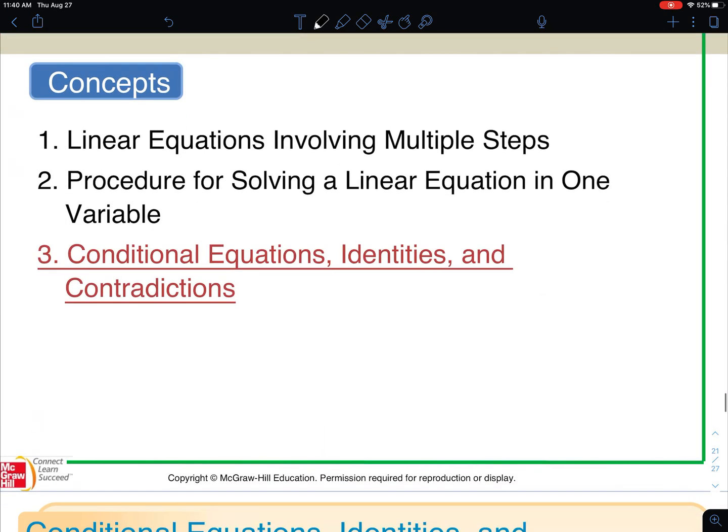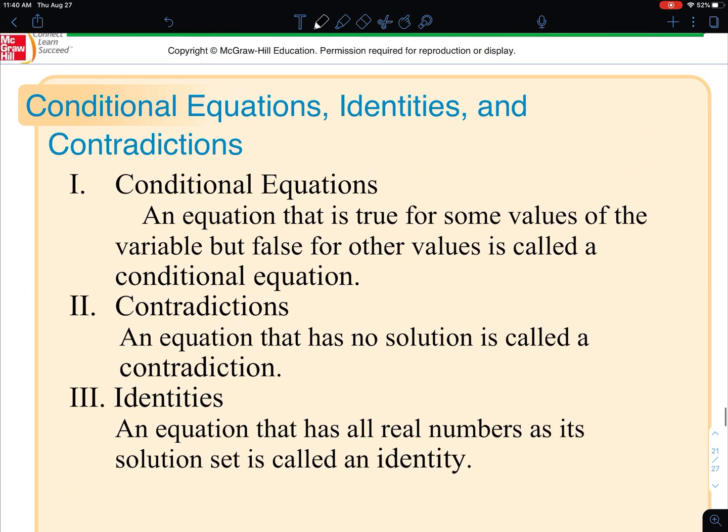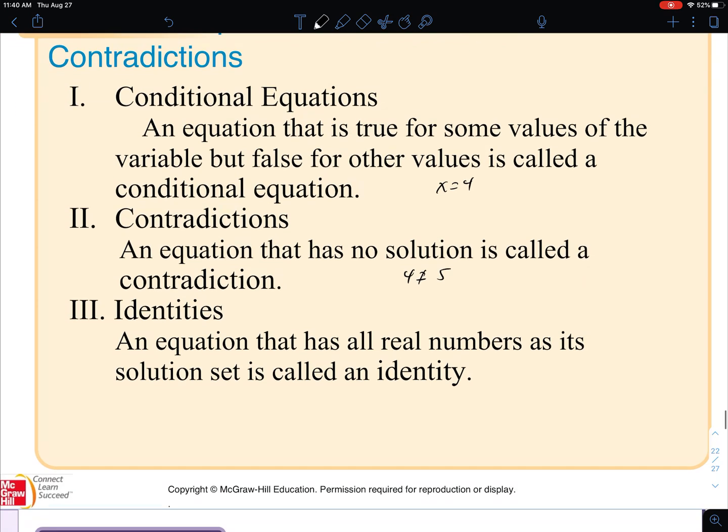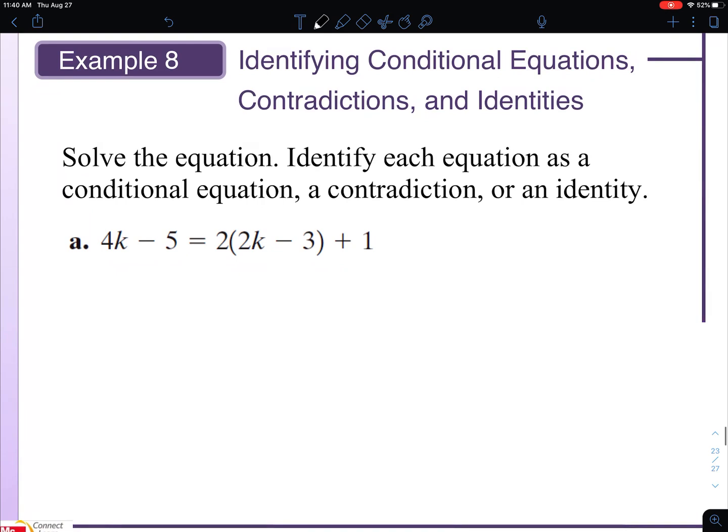All right. Going to the next one. This is conditional equations, identity, and contradiction. So a conditional equation, we're going to end up with something like x is equal to 4. Contradiction, we're going to end up with something like 4 is equal to 5, which doesn't make any sense. And identity basically means we're going to end up with the same thing on both sides, right? So in this case here, we're going to find out, is it a conditional, a contradiction, identity? And so conditional has one solution, contradiction has no solution, identity has an infinite number of solutions.